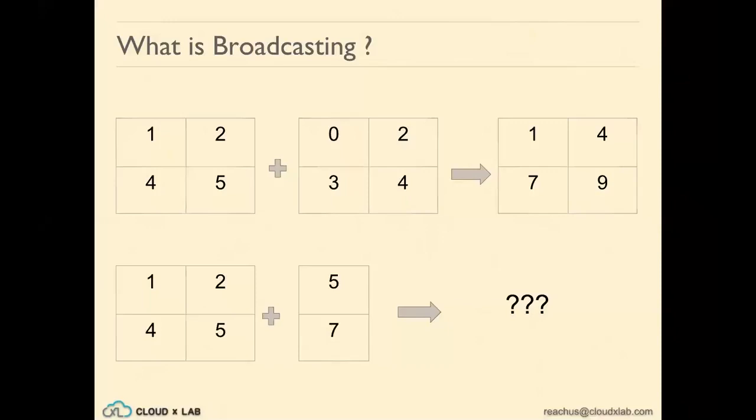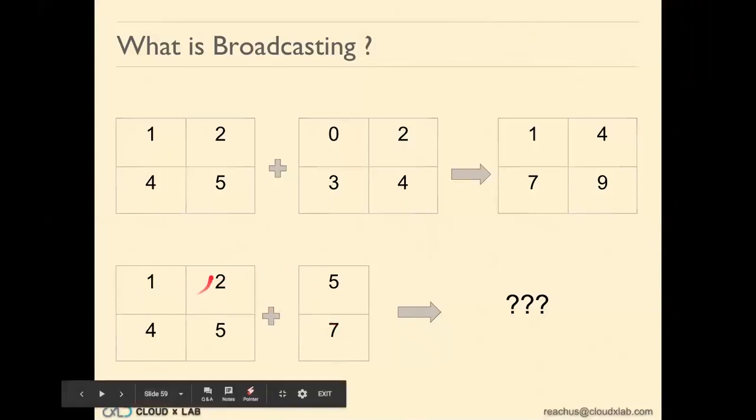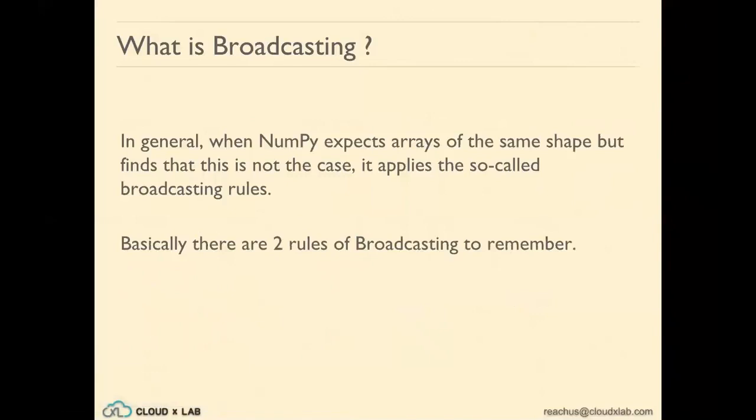Yes, Bintao and Tanmay are right that this will basically repeat 5 and 7, and 5 and 7 will be added to this row, and 5 and 7 will be added to this row. So it'll be 6 and 11 here, and it'll be 7 and 12. This is called broadcasting. In general, when NumPy expects arrays of the same shape but finds that that's not the case, it applies the so-called broadcasting rules.